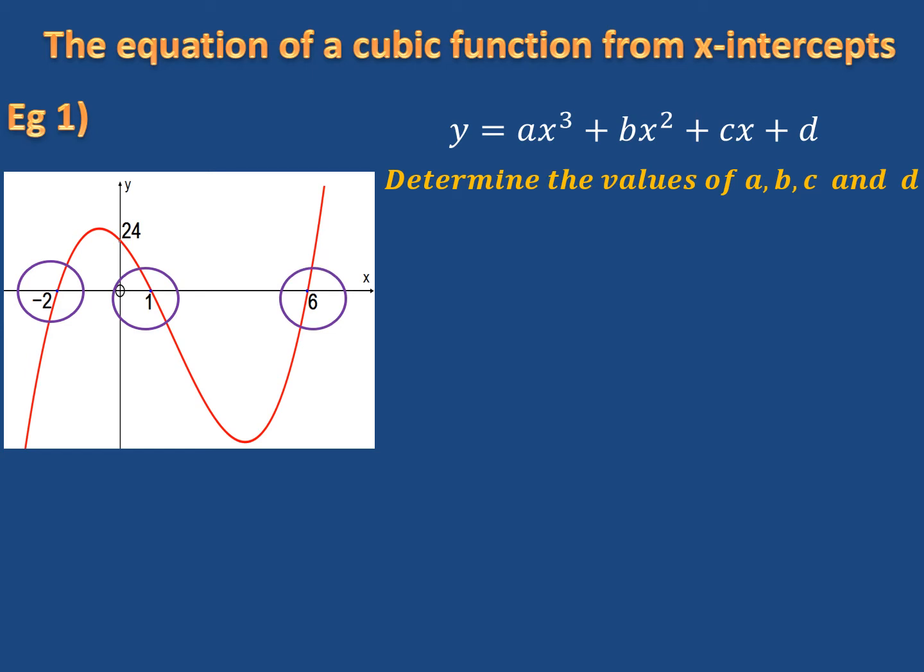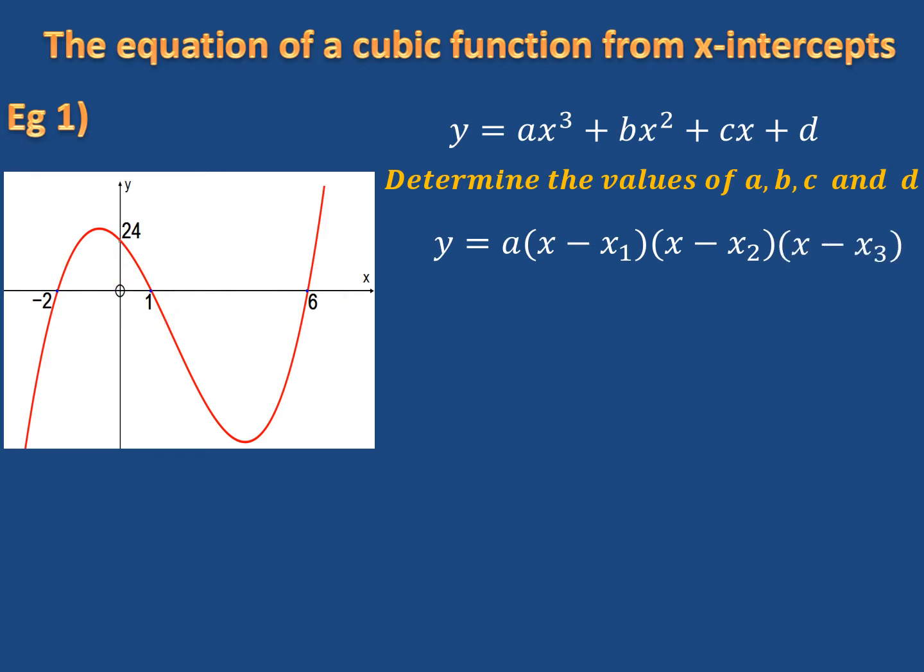Now, if this was a parabola, we would use the equation y equals a, x minus x1, x minus x2. The only difference is now we have 3 x-intercepts, so we just need another bracket, x minus x3. The first thing you need to do is substitute in the x-intercepts, and we end up with y equals a, x minus minus 2, which you can substitute in as x plus 2 straight away if you prefer, x minus 1, and x minus 6.